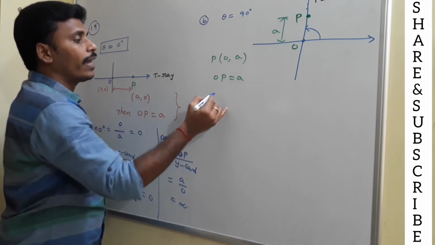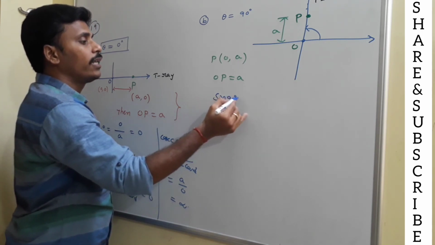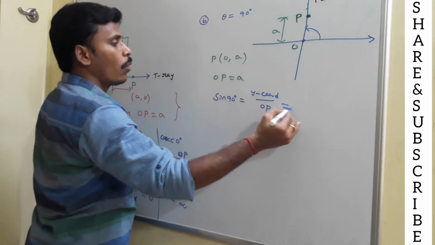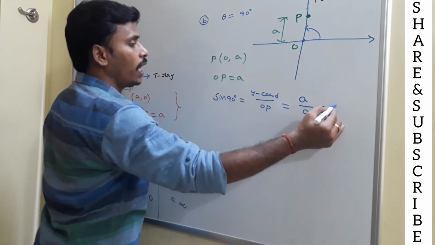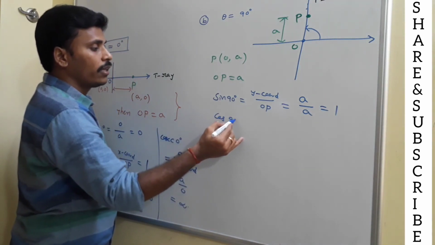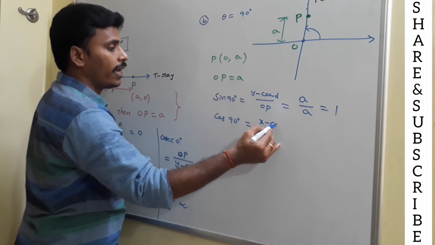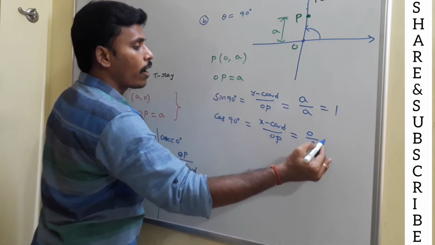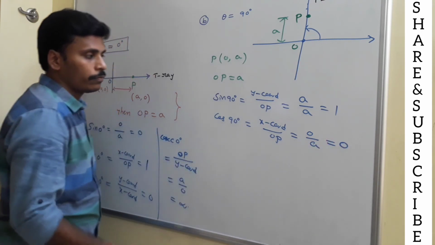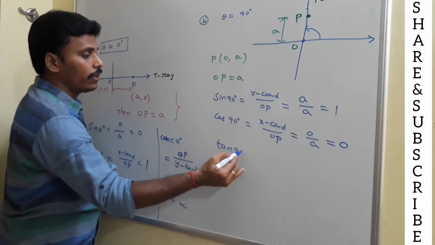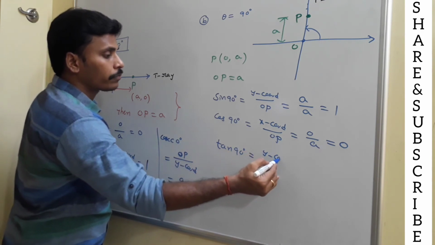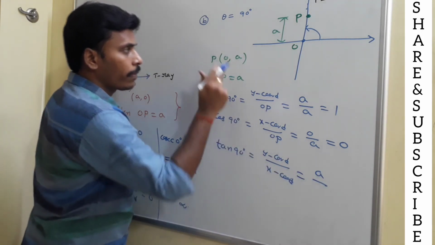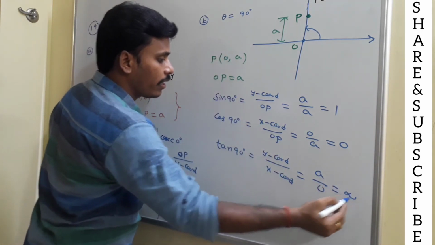Then what can we say about sine 90 degrees? Sine 90 degrees is equal to the y coordinate divided by the OP value. The y coordinate is a, the OP value is a, a by a is 1. Similarly, cos 90 degrees is the x coordinate by the OP value. The x coordinate is 0, OP is a, and this is 0. And then what about tan 90 degrees? Tan 90 degrees is the y coordinate by the x coordinate. The y coordinate is a, the x coordinate is 0, and it is infinity.